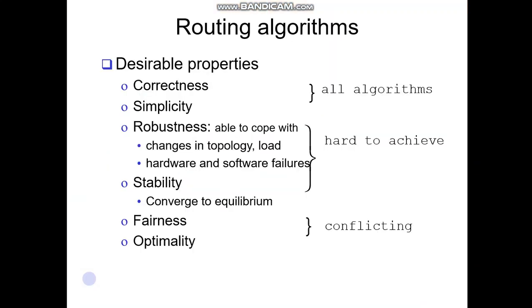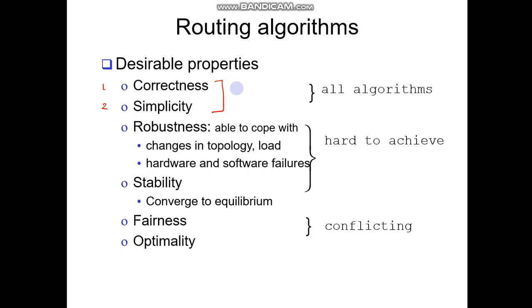Hi students, let's discuss the desirable properties of routing algorithm. We have 6 properties. First one and second one are correctness and simplicity, and it's very clear from the name itself. What is correctness? If we choose a routing algorithm, the packet should be forwarded from the source to the destination without any error. That shows the correctness of the algorithm.